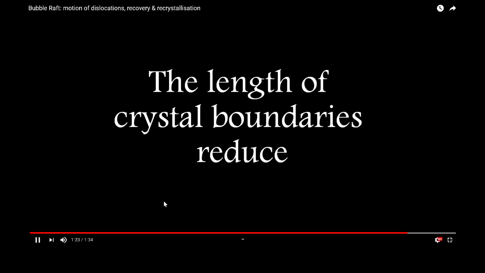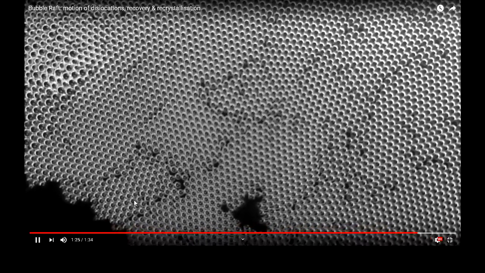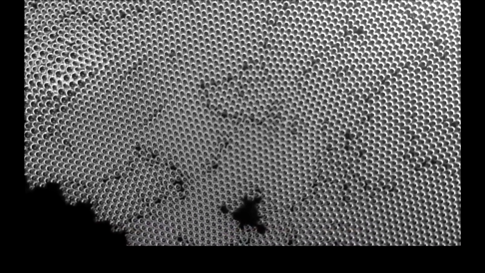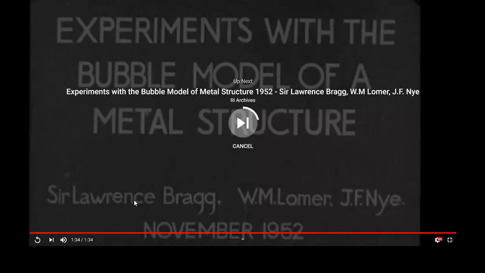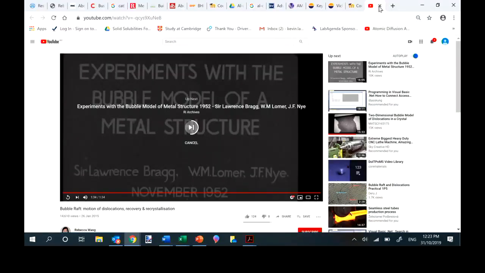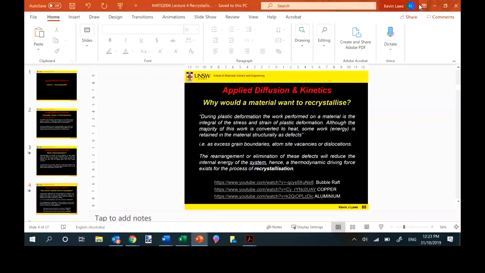So over time, all those defects begin to disappear and annihilate one another, because it's a high energy structure. The system's trying to reduce its structural energy by eliminating these defects. So essentially what happens, all those small grains and defect regions disappear over time to reduce the structural energy of the system.